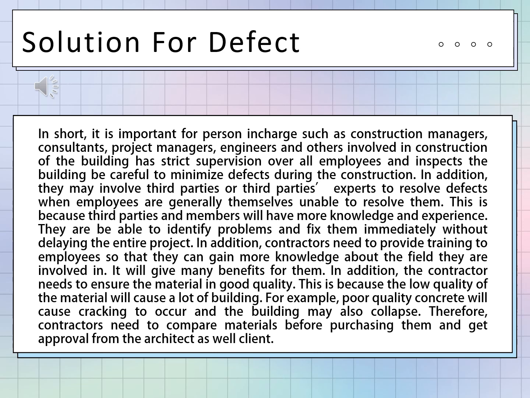In addition, the contractor needs to ensure the material is of good quality. This is because low quality material will cause a lot of building defects. For example, poor quality concrete will cause cracking to occur and the building may also collapse. Therefore, contractors need to compare materials before purchasing them and get approval from the architect as well as the client.